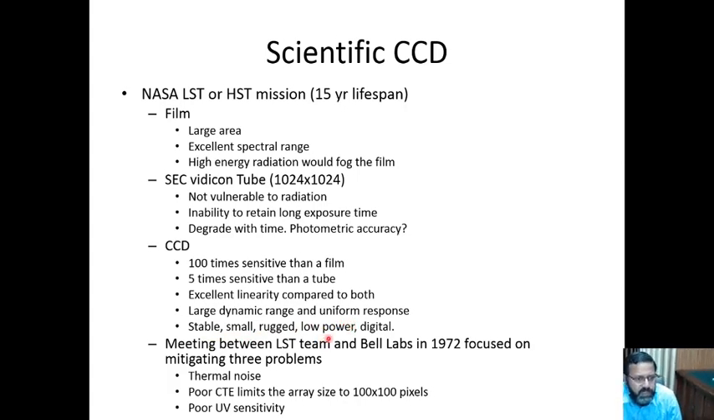So they met with the team at the Bell Labs in 1972, and they focused on mitigating some problems. There were three major problems with the CCD at that time. The thermal noise was very high, and the charge transfer efficiency, which I will explain later, was very low. So the array size could not be larger than 100 by 100 pixels, and it also suffered from low sensitivity at UV.